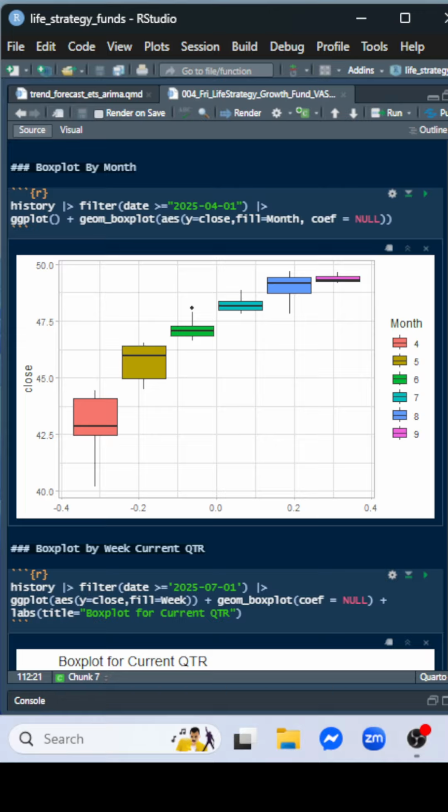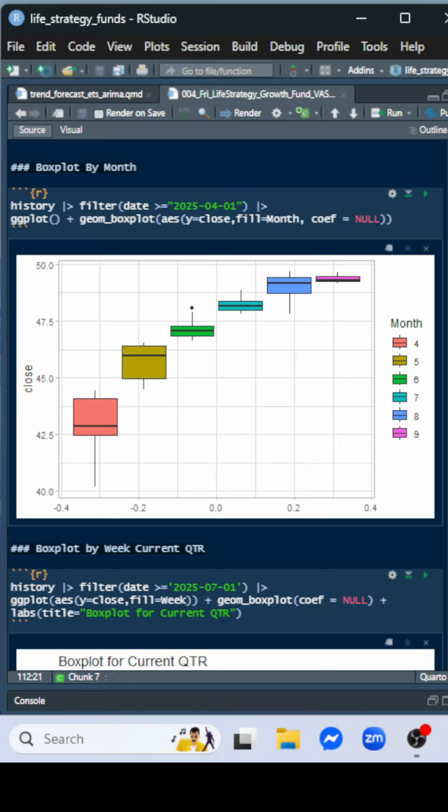This, of course, is the fourth and final look of this week at the Vanguard LifeStrategy Fund. Tonight we're looking at the Growth Fund, which I'll say, in the interest of full disclosure, I have a small stake in.